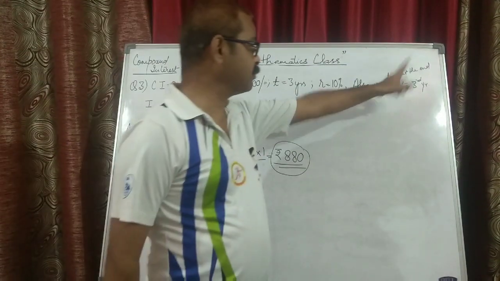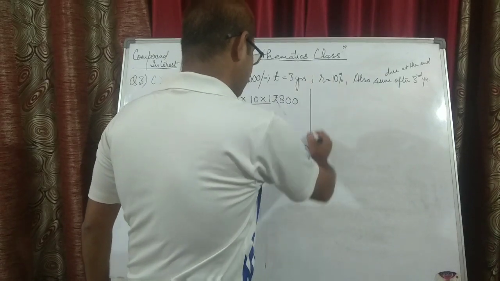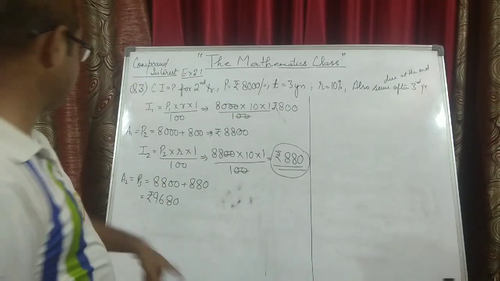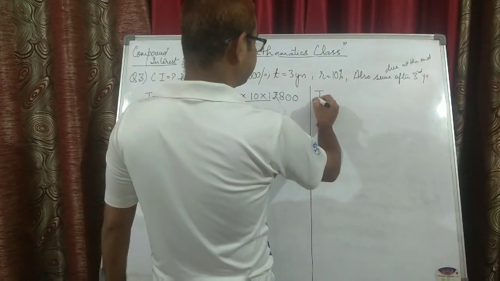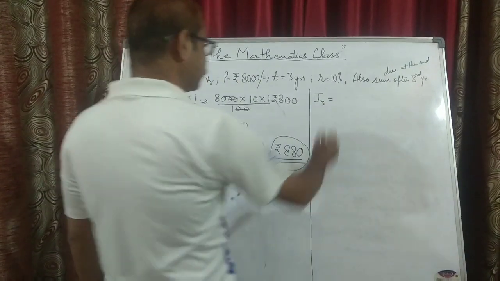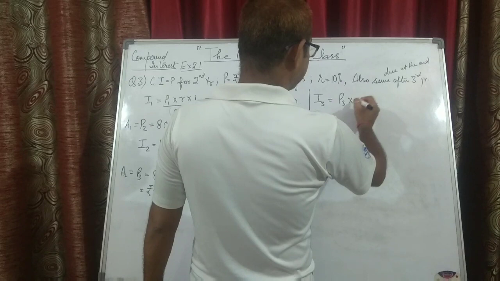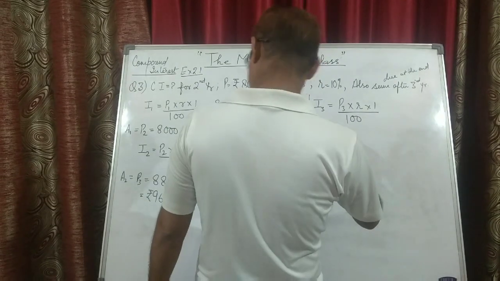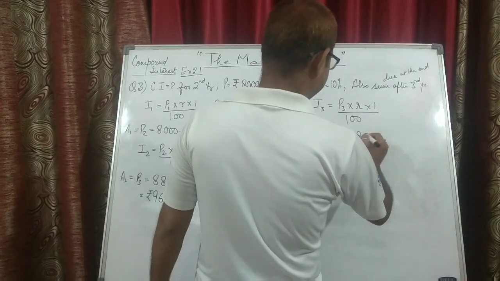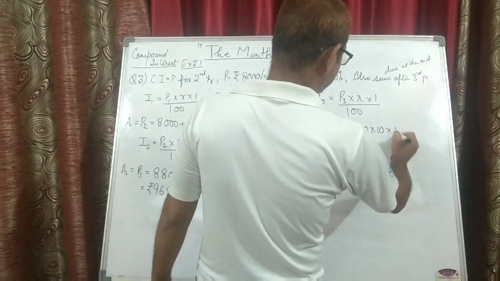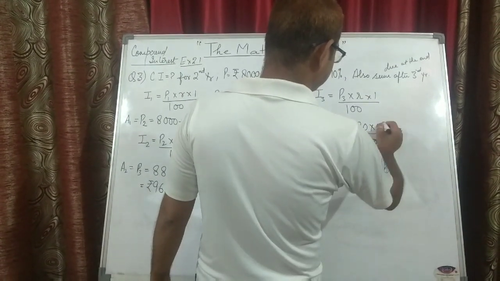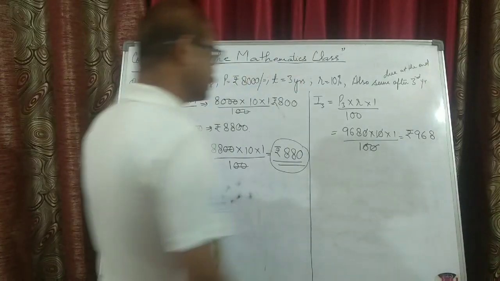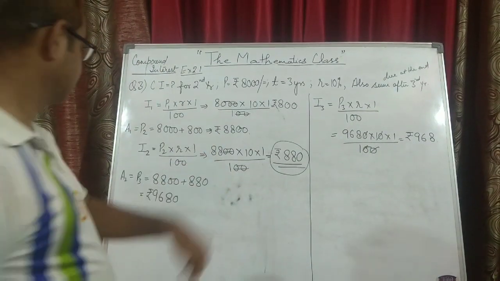So now we will be calculating the sum due at the end of the third year. I'm writing it here, I3. I3 will be P3 into rate into time 1 upon 100. P3 is 9,680 into 10 into 1 upon 100. Zeros cancel, it becomes rupees 968. So this is the interest after the third year.